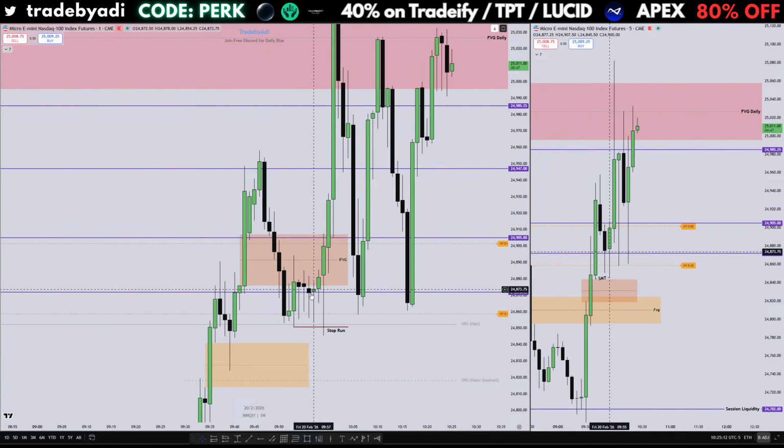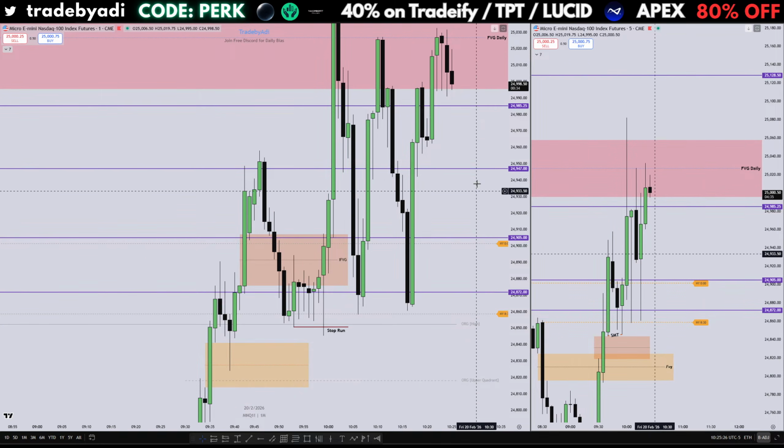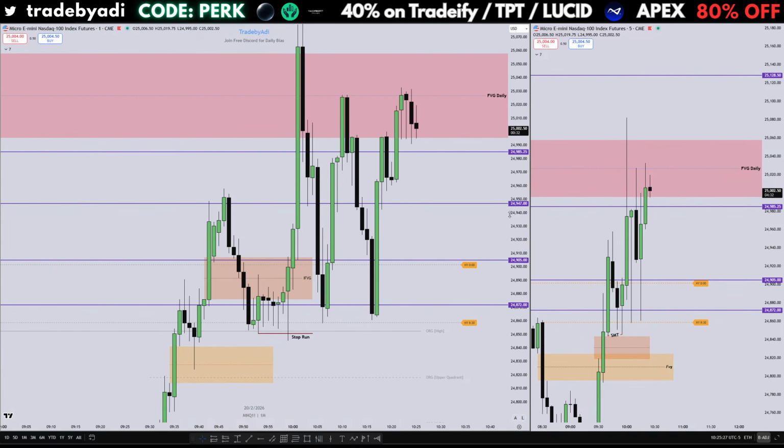Do we have a change in state of delivery? This is what I look for in price action, because the main change in state of delivery was this low, and we don't have it. I hope you get how I trade.